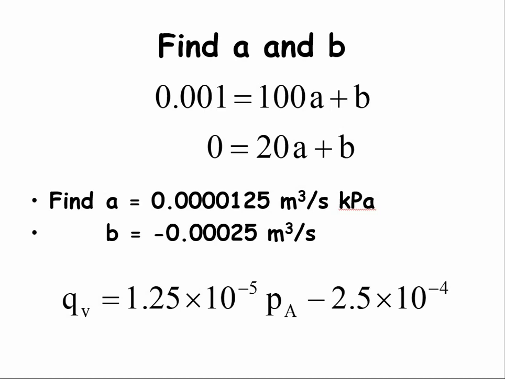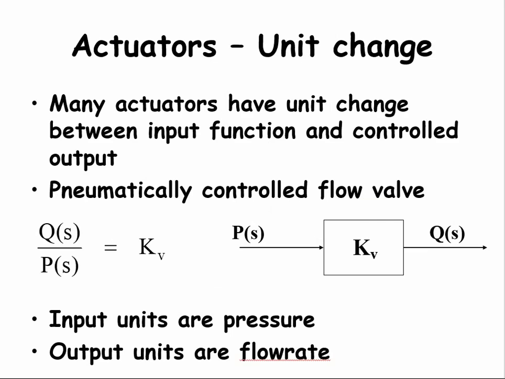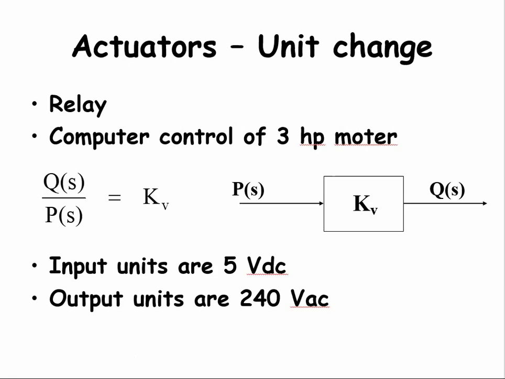Before we wrap this video, let me remind you again that many actuators will produce a unit change between the input control signal PS and the actuator output QS. For the last example, the control signal was pressure, kilopascal, and the output was flow rate. With relays, you will learn that a small control signal can control a very large electrical input. This means that relays can have very large gain values.